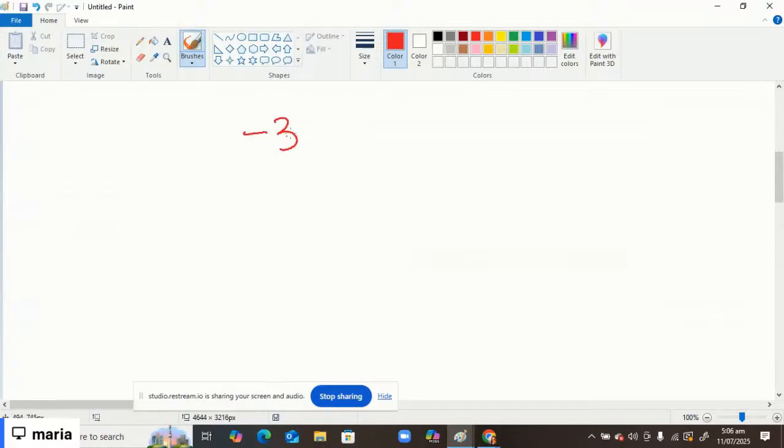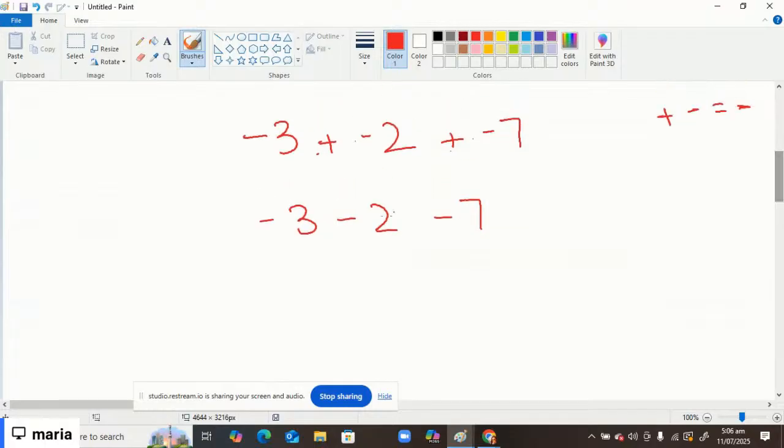So here is minus 3 plus into minus 2 plus into minus 7. First of all, resolve those signs. Minus 3 plus minus is minus, 2 plus minus is minus 7, because if there is one plus sign and one minus sign, it should be minus. Now the signs are resolved.